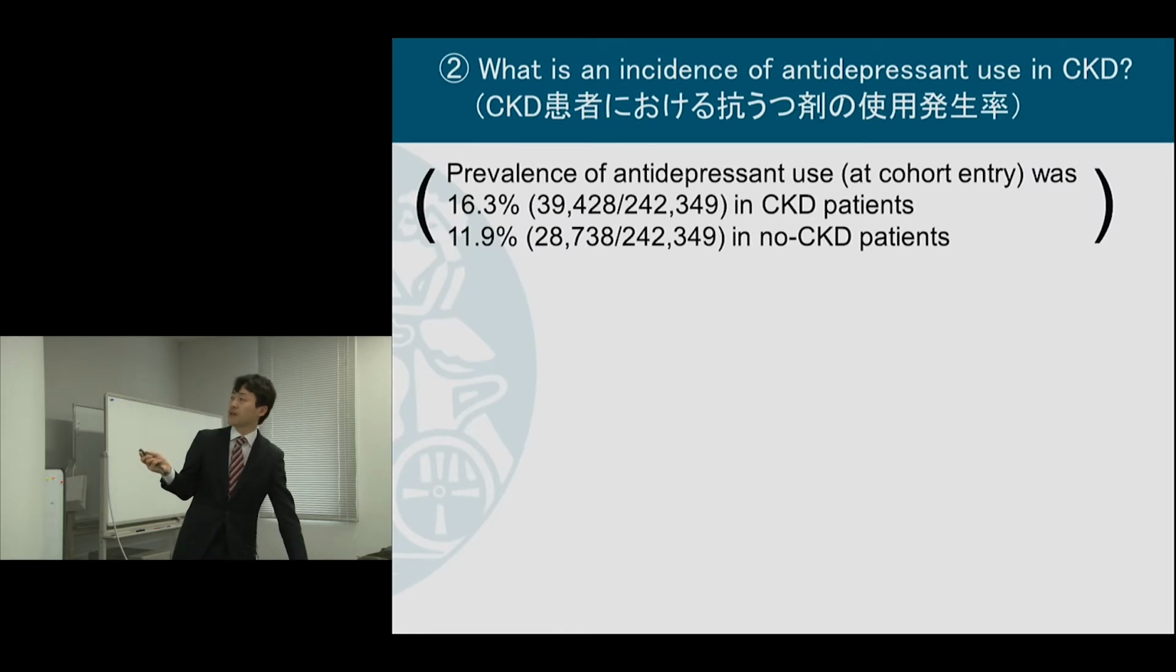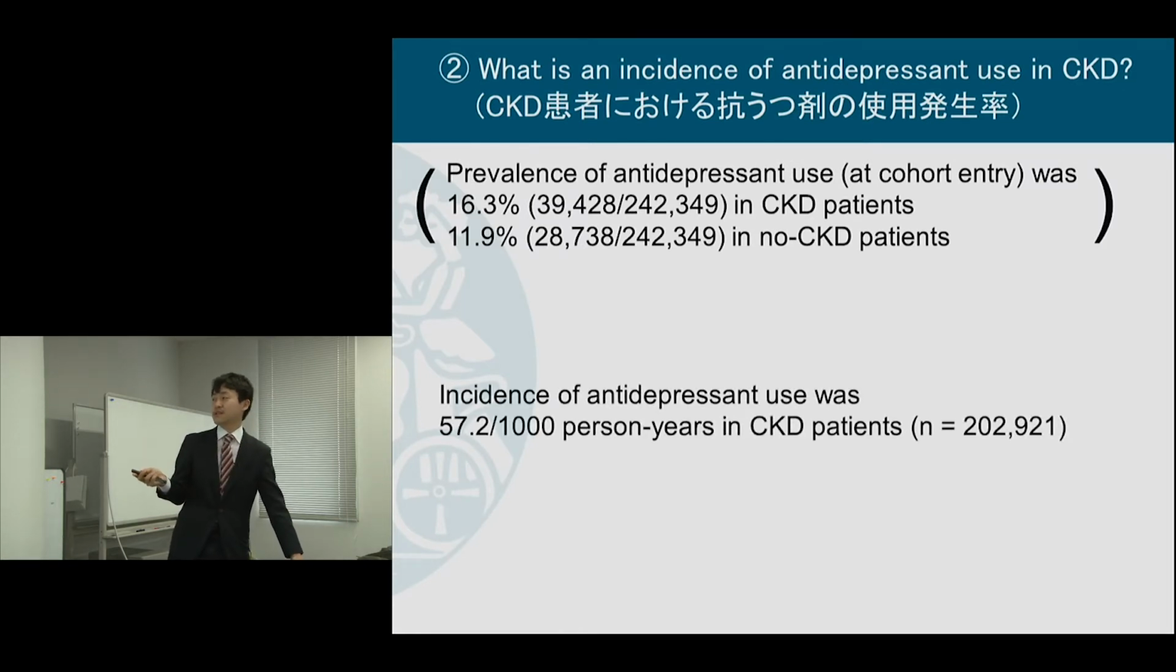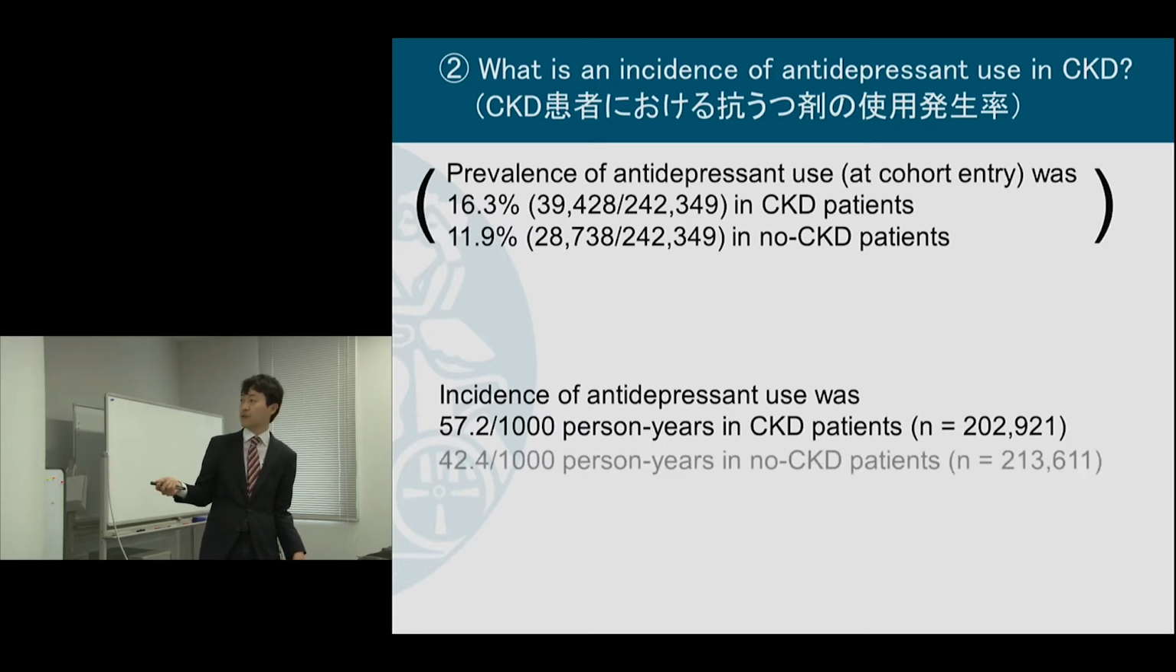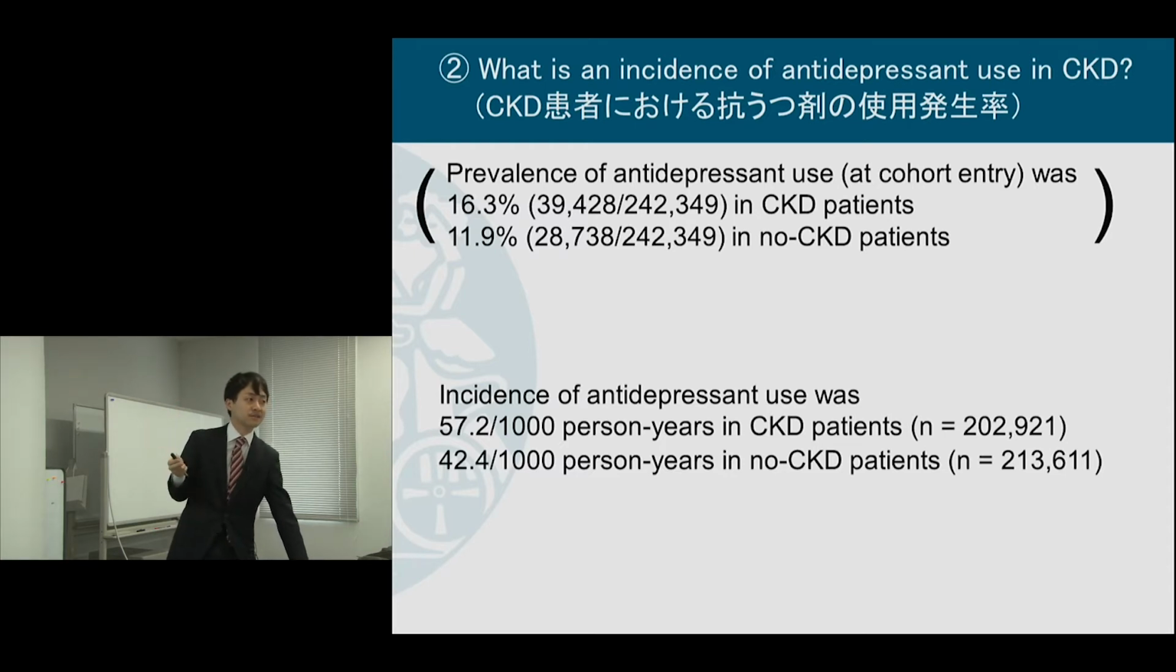And as such, incidence of antidepressant use was 57.2 per 1,000 person years in CKD patients. And this number is subtracting 242,349 minus prevalent users, so just incident users. And I repeated the analysis in the comparison cohort, and this was 42.4. So obviously, both in terms of prevalence and incidence, patients with CKD were more likely to receive antidepressants.